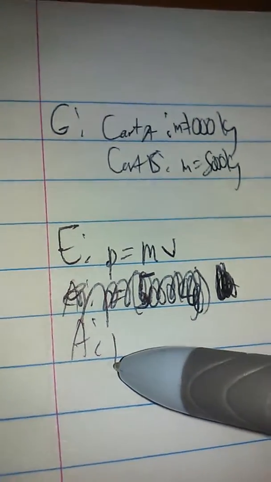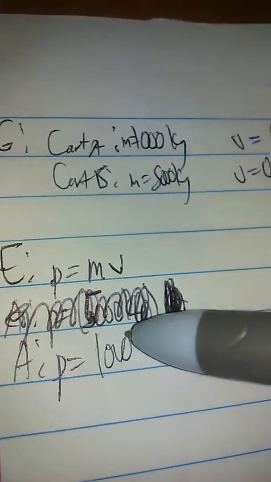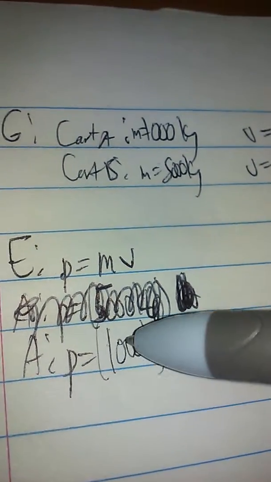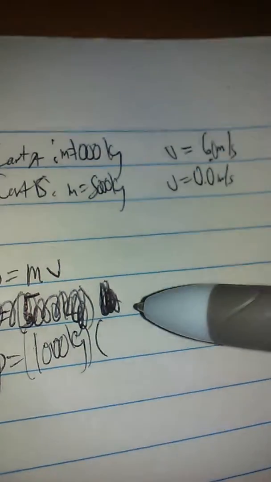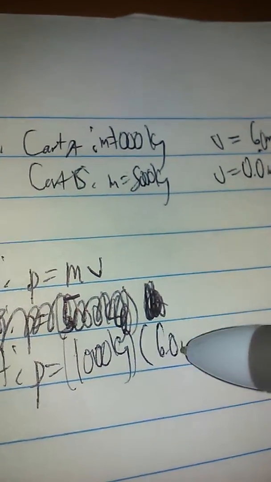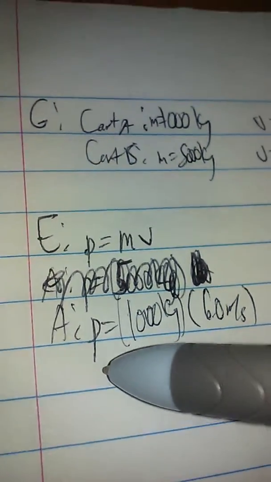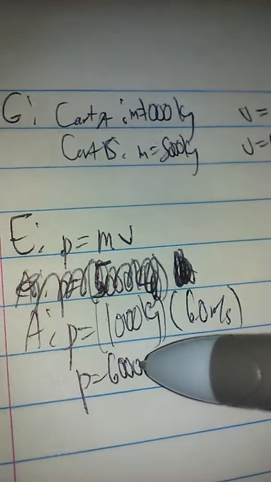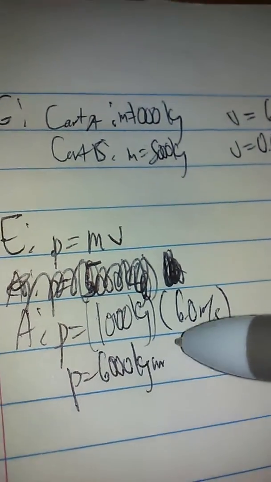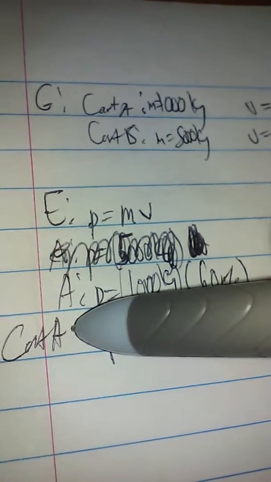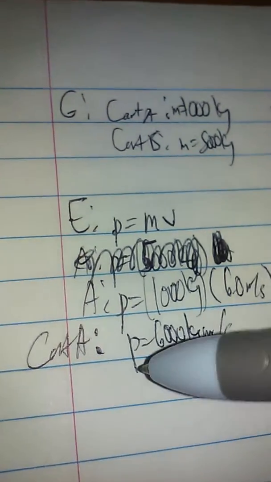So P equals, for cart A first, 1,000 kg times 6. So this is 6,000 kg meters per second. Okay, that's cart A.